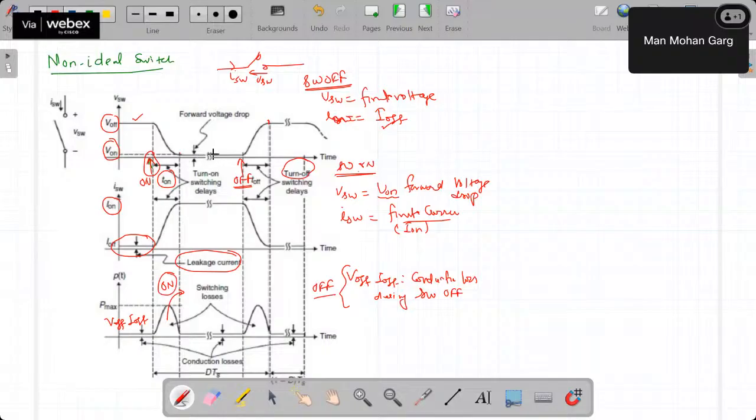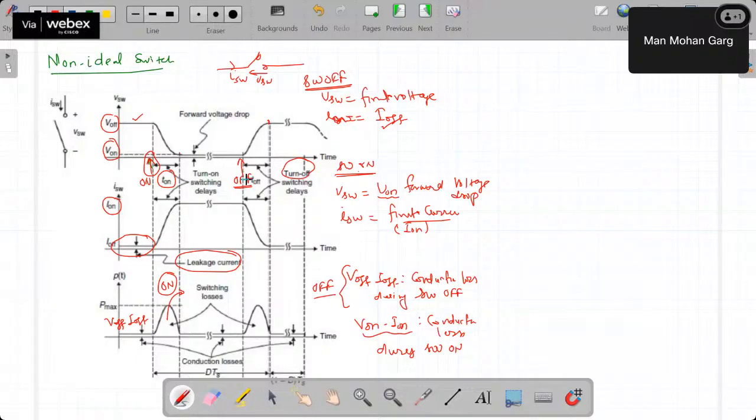After that, once it is settled back here, now in this period the switch is on, so there will be V on voltage and I on current. Both will constitute this I on into V on, the conduction loss. So V on into I on, the product of this, is the conduction loss during switch on. Whatever period it is on, it will be there.